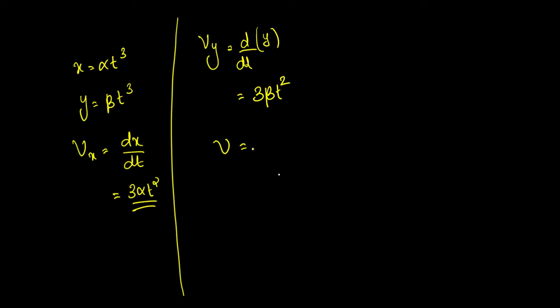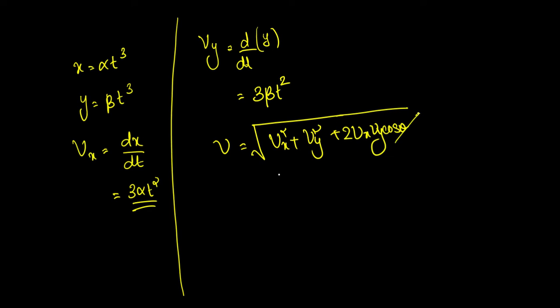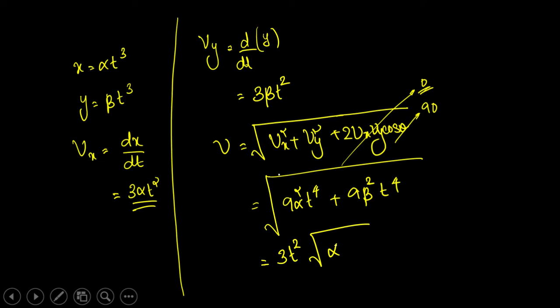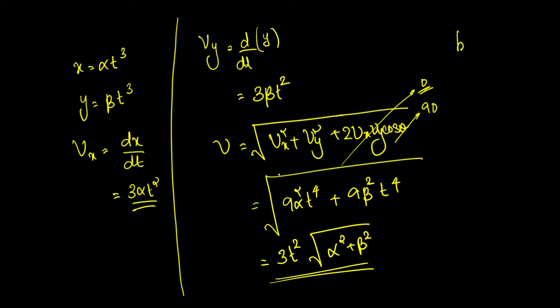So we know v is velocity, which is basically the speed. Magnitude is root of vx square plus vy square plus 2 times vx times vy times cos theta. Since this is x and y component, the theta is 90, cos 90 is 0. This entire component becomes 0. So this is equal to root of 9 alpha square t to the power of 4 plus 9 beta square t to the power of 4, which on solving you get 3t square root of alpha square plus beta square. So this is our option B actually. So option B is the answer.